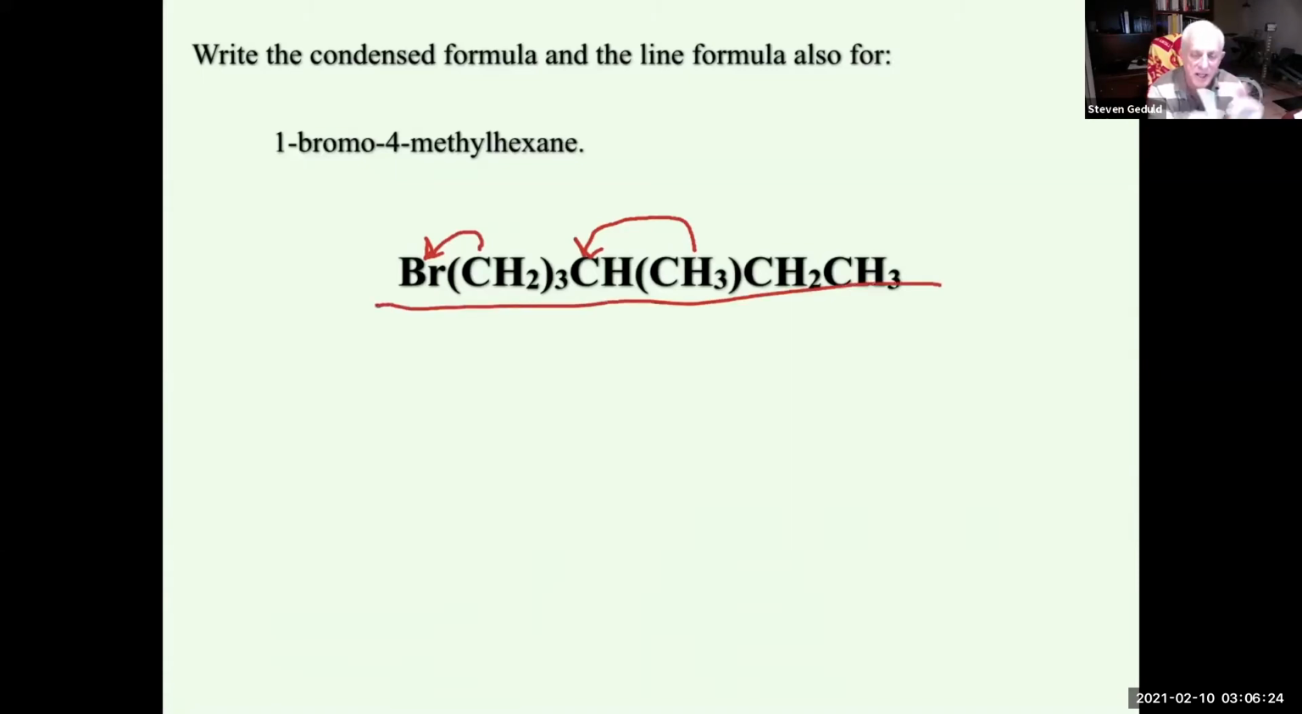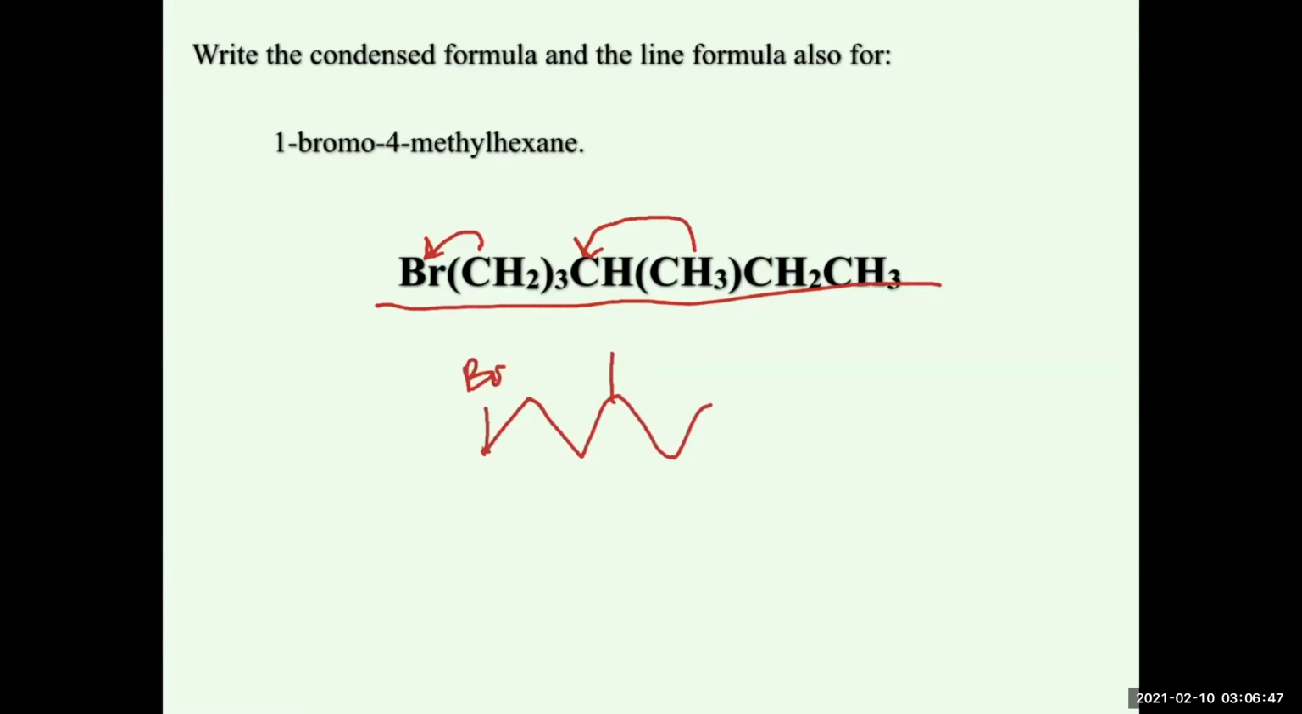So you got to write condensed, line, and structural formulas. So condensed formula, you just take the lines away and squish them together. And our line again would be 1-bromo-4-methyl-hexane. Hexane is 1, 2, 3, 4, 5, 6. 1 bromine, and there was a number 4 methyl. That's it. There's your line formula. That's a little bit drawn out better there.